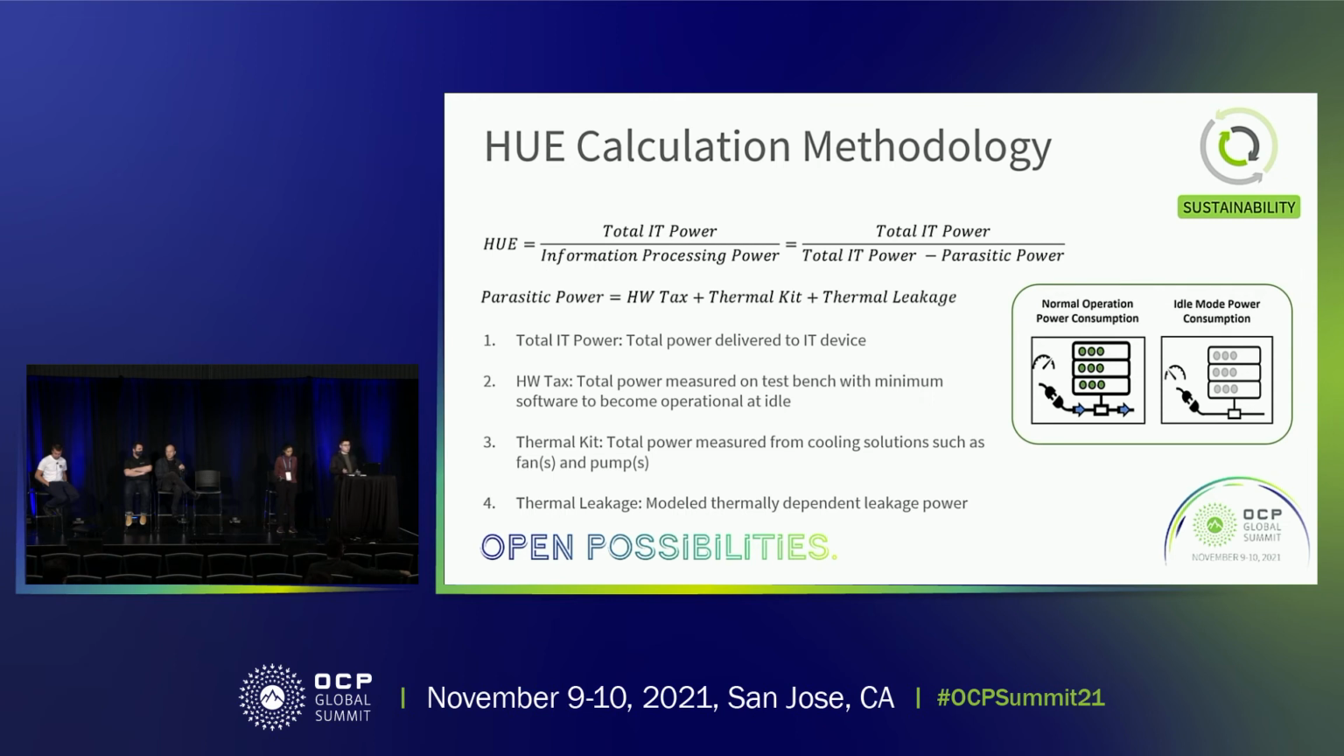Just to give a little bit more information, hardware tax is the power measured on a test bench at the minimum software that's required to operate, at idle. Think about your system running just an operating system and just sitting there, right? And thermal kit would be things like fans, pumps, radiators, anything that's necessary to cool your IT gear. And the fourth thing is thermal leakage, right? So things that are thermally dependent power that's consumed by the system.